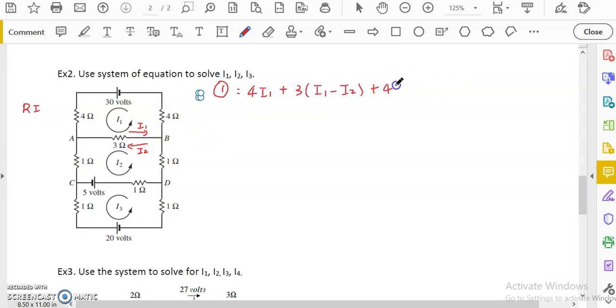So 4I1. And then there's nothing here, right? But it is equal to, what is this direction? This direction is 30. It's positive 30. So that's number 1. What about number 2?